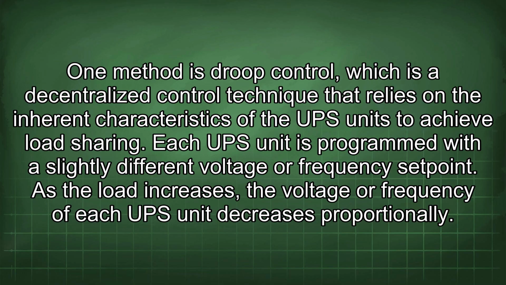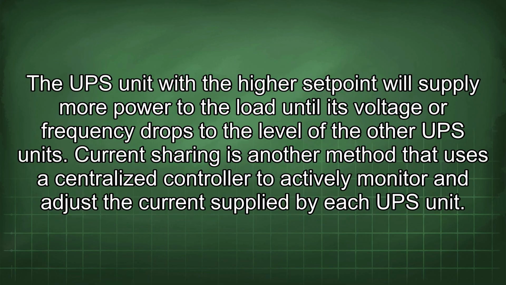One method is droop control, which is a decentralized control technique that relies on the inherent characteristics of the UPS units to achieve load sharing. Each UPS unit is programmed with a slightly different voltage or frequency set point. As the load increases, the voltage or frequency of each UPS unit decreases proportionally. The UPS unit with the higher set point will supply more power to the load until its voltage or frequency drops to the level of the other UPS units.